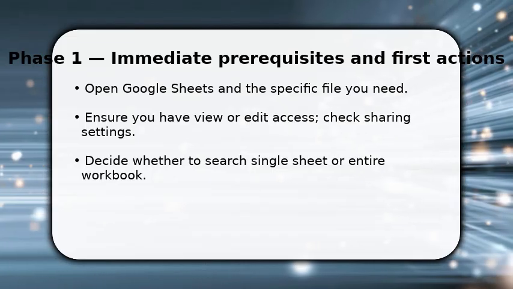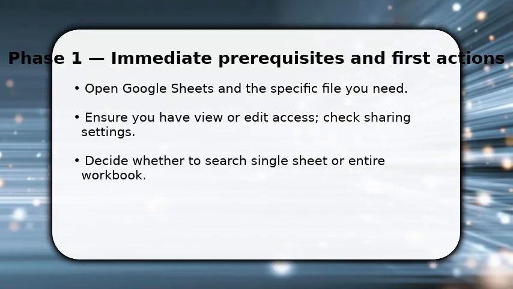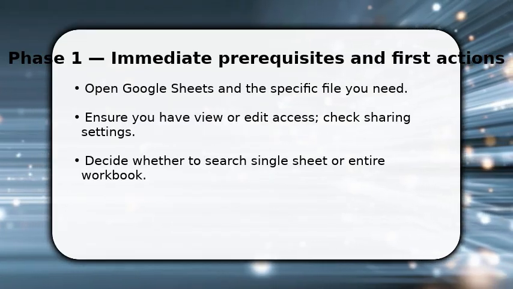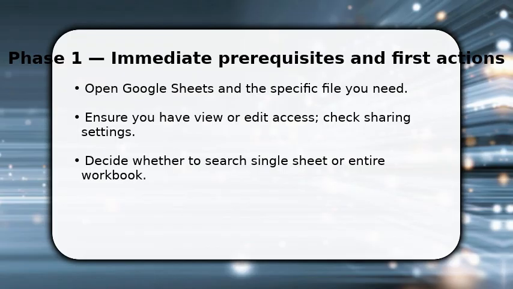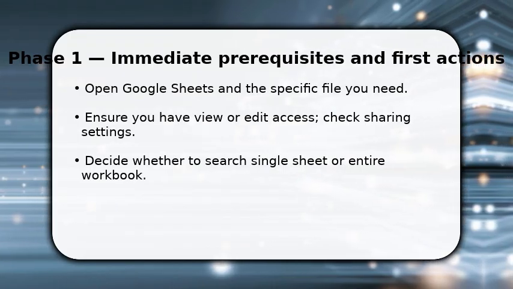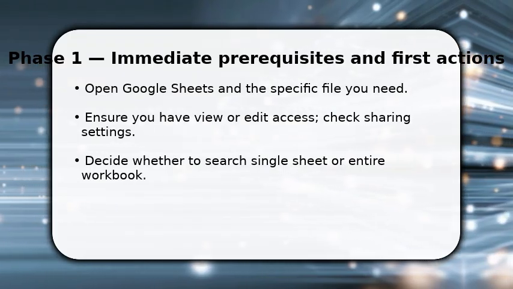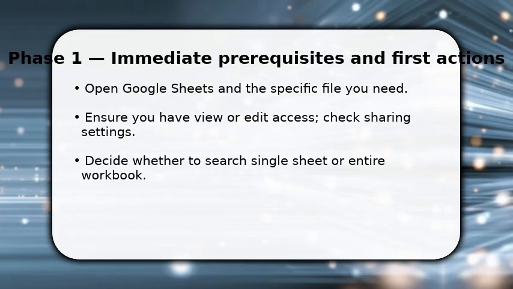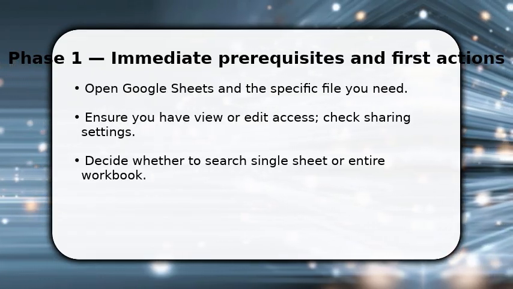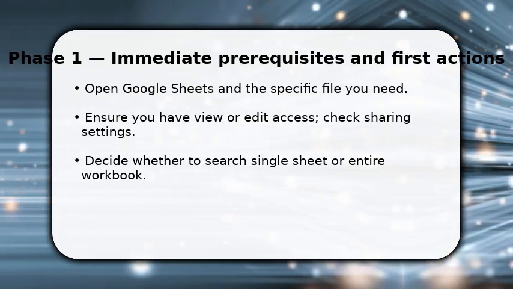You start by opening the exact Google Sheet you need and confirming you have edit or view access. This avoids permission delays. Once done, decide if you search only the current sheet or across the whole workbook, because methods differ. Make sure column headers are visible and frozen if needed, so you know where results belong.